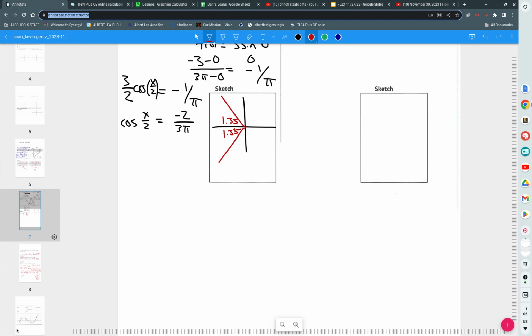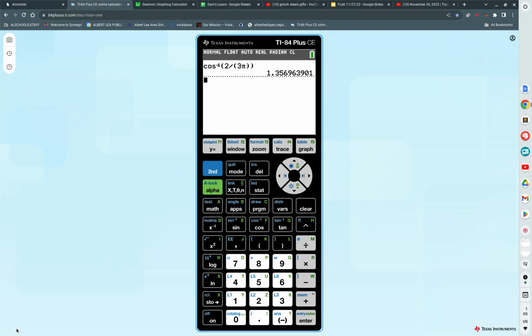What is this mark in degrees? 180. What is it in radians? Pi. What is pi as a decimal? 3.14. So we are going to go back 1.35 from 3.14. So we have 3.14 minus 1.35.